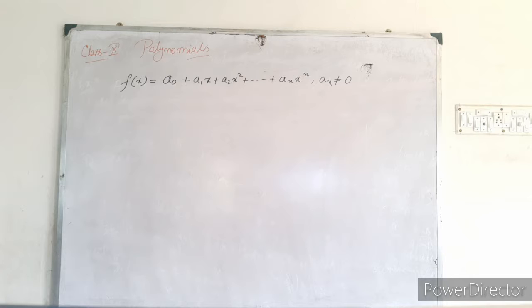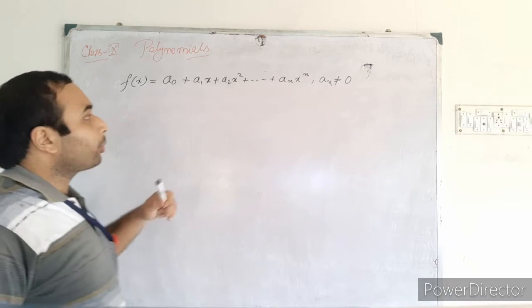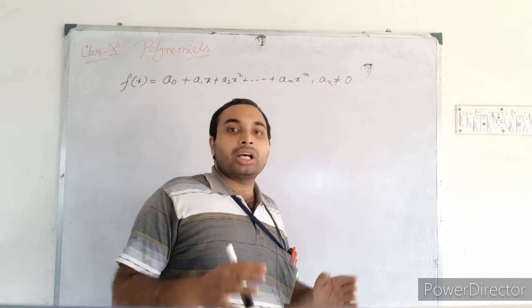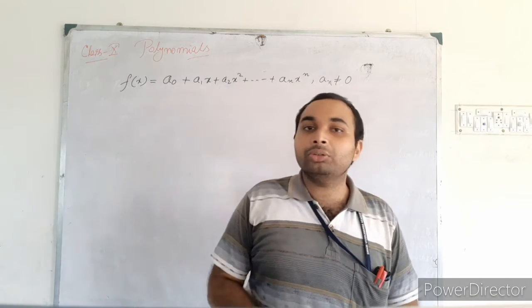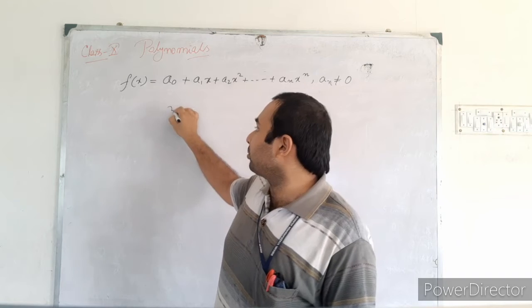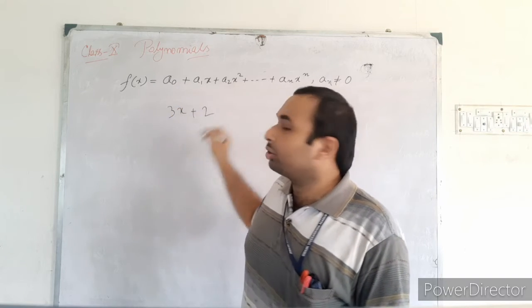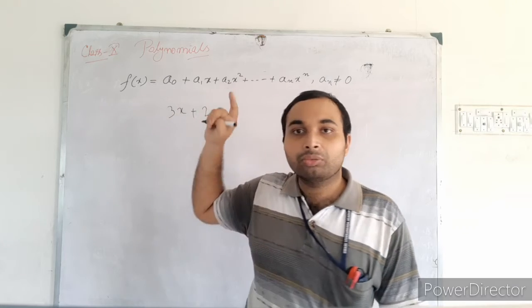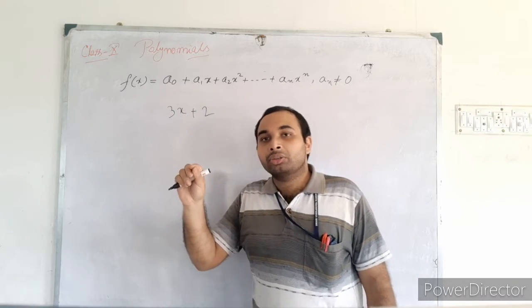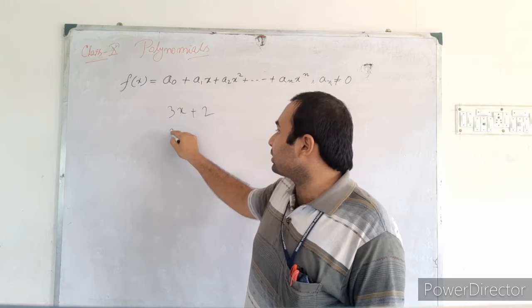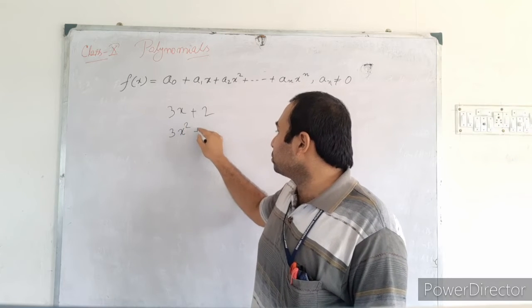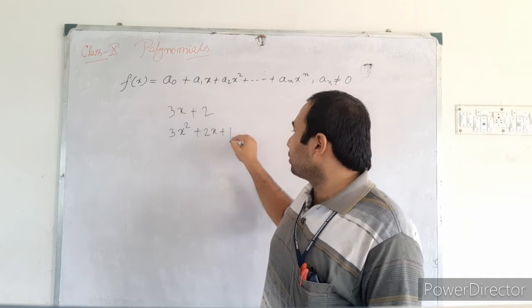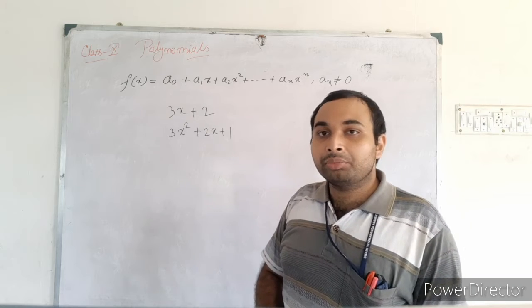Now there are some other types of polynomials, that is, the linear polynomial. Linear polynomial means the highest degree of x will be 1 only. This is the form of the linear polynomial: 3x plus 2. Here the highest degree of x is 1 only. Then there is the quadratic polynomial, where the highest degree of the polynomial is 2.